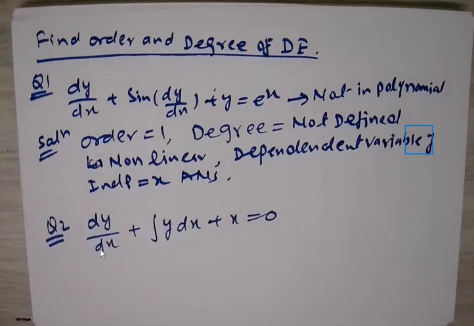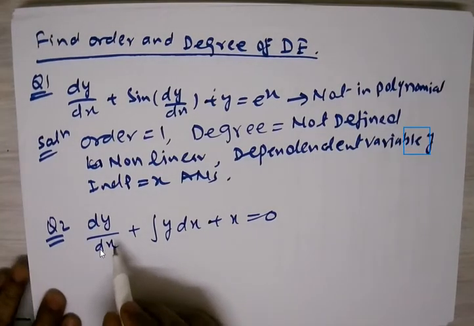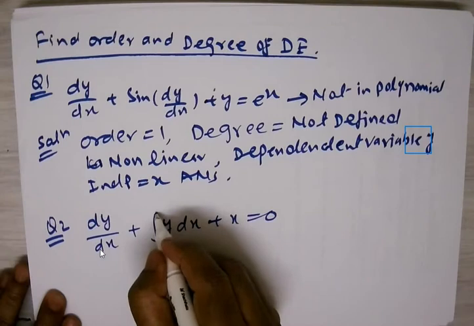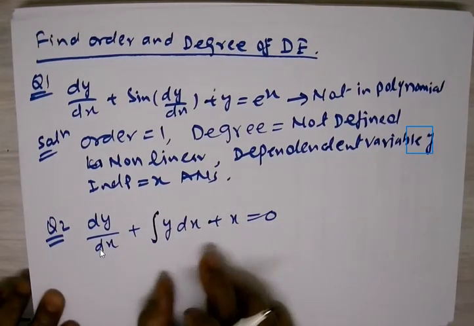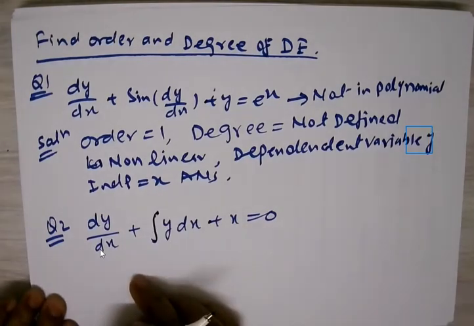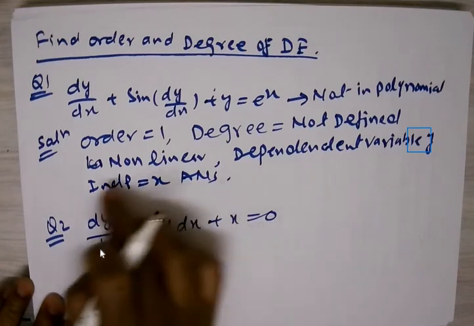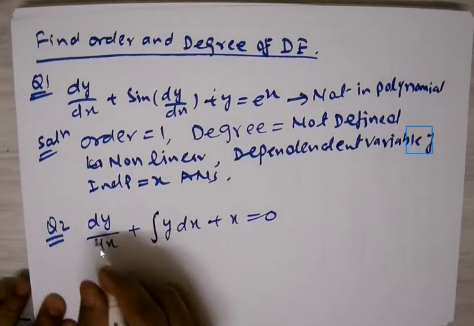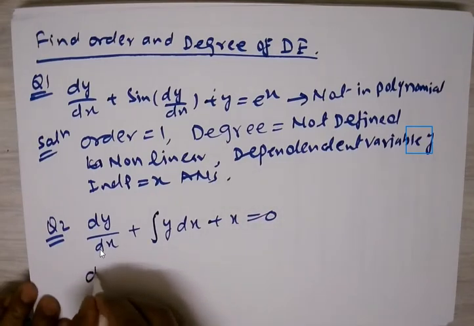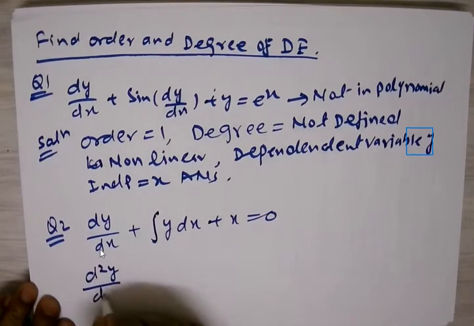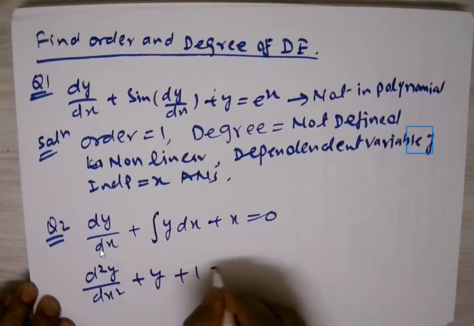Continuing, I am picking the second question. Find the order and degree. It is written as dy/dx plus the integral of y dx plus x is equal to 0. As you know, integration is the reverse process of differentiation. So to find the order and degree of this differential equation, just differentiate it. Differentiating with respect to x, it comes d2y/dx2 plus y plus 1 equal to 0.